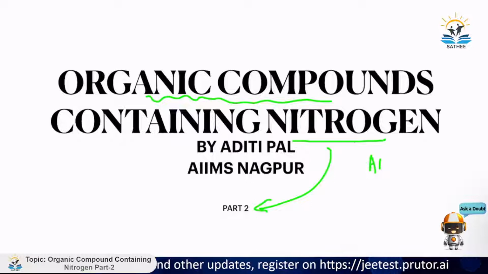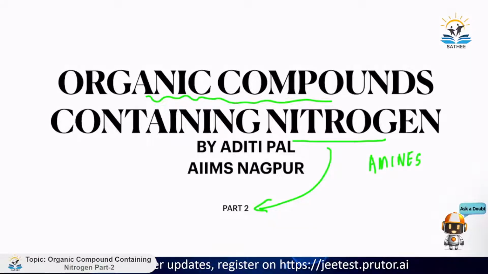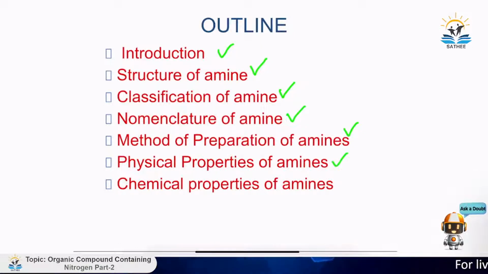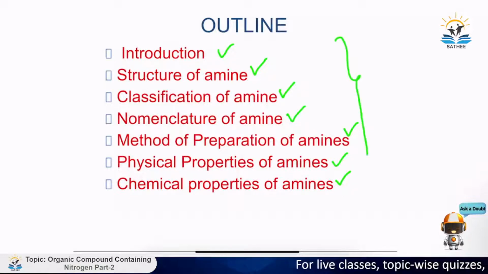So we talked about amines, their structure, their classification, their nomenclature, their preparation. So we saw the introduction, structure, classification, nomenclature, methods of preparation. Then we saw the physical properties and we had reached the chemical properties where we studied about alkylation and acylation. So now after completing this much, we'll move forward in the discussion of amines. So let's start.